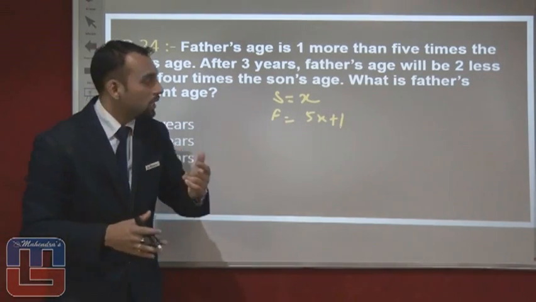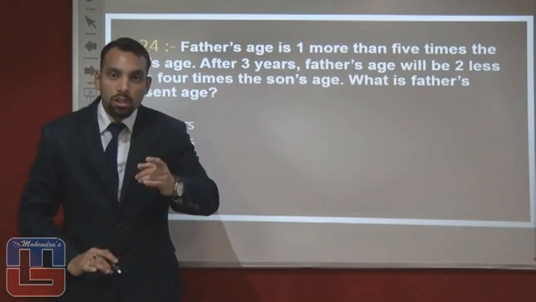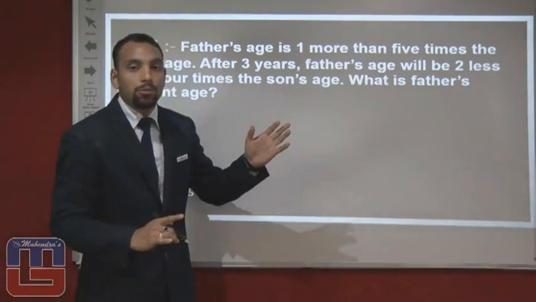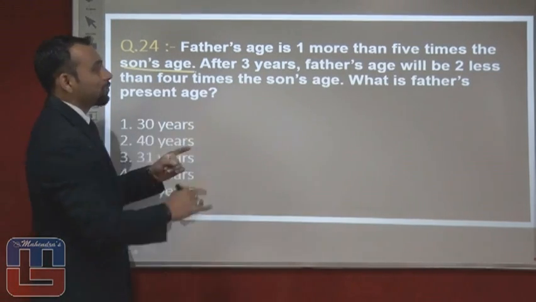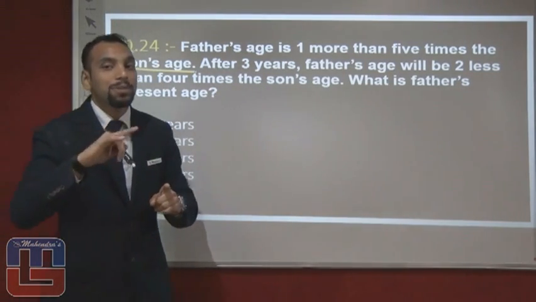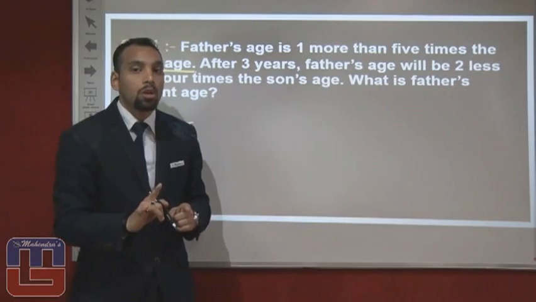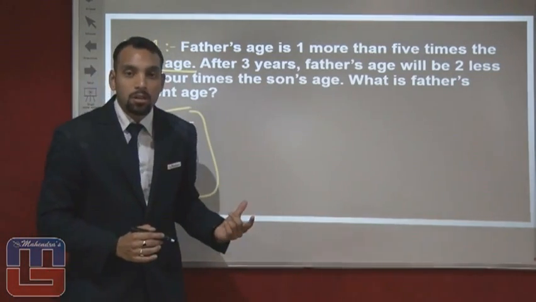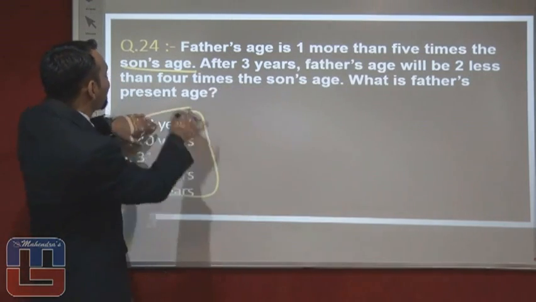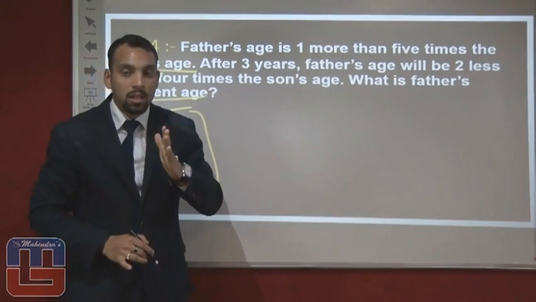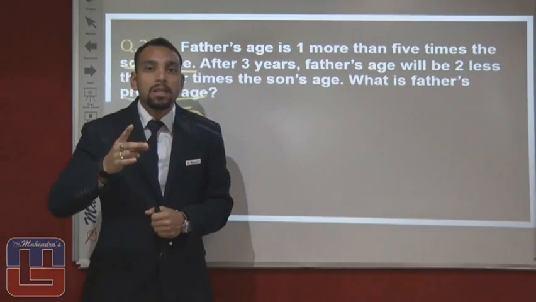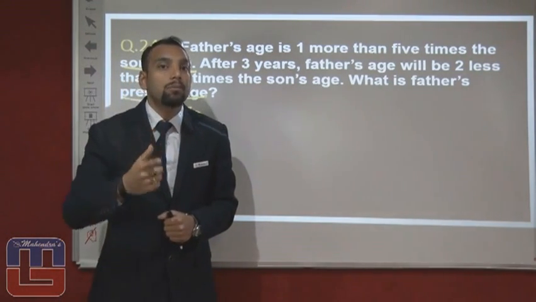So how will we solve? Now see, we will solve this question again by using the options. Father's age is 1 more than 5 times the son's age. Father's age is 5 times, but 1 more. So the answer is from the 5 options. And what do we have to find? We have to find the father's present age. The father's present age will be a multiplication of 5 and 1 more.